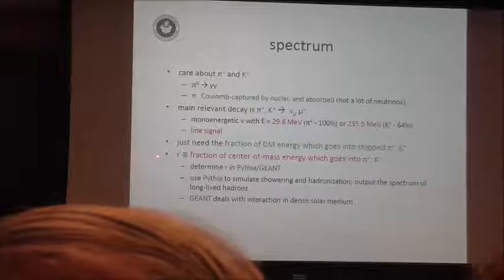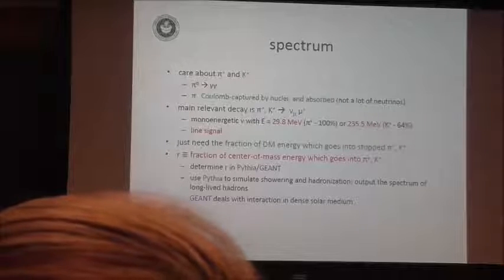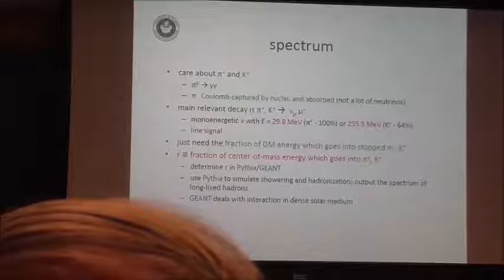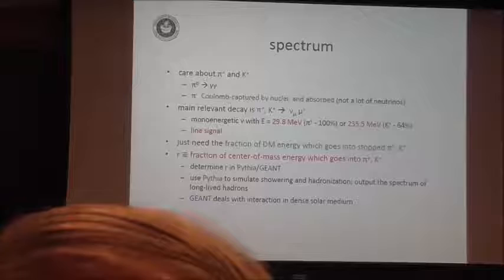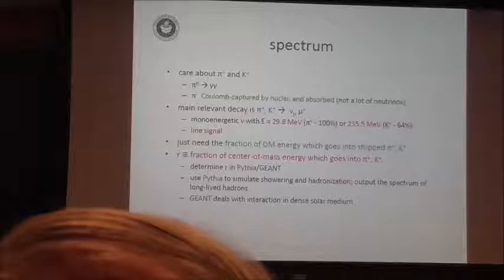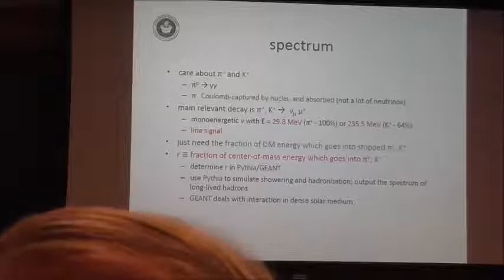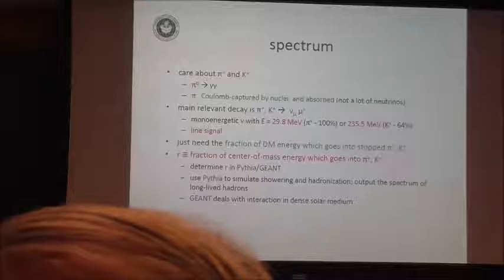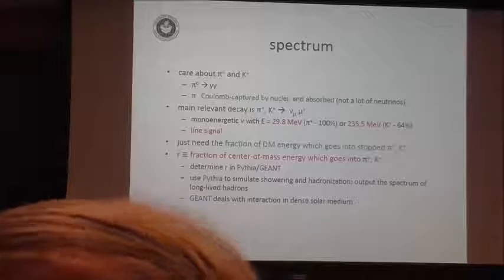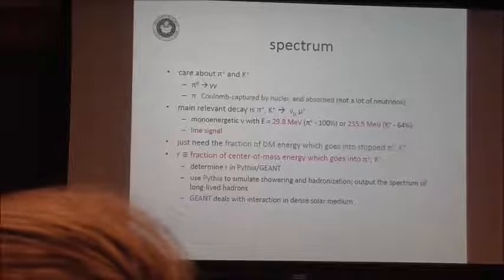And so we're just going to call that fraction R, which is essentially, in any dark matter annihilation process, the fraction of the center of mass energy which is going into stopped pions and stopped kaons. And that's something we just simulated using Pythia. So the idea is that the dark matter annihilation process, you just simulate using Pythia. Say dark matter with some mass annihilates to q q-bar, whichever annihilation channel you want. Pythia simulates your showering and hadronization. And the idea is to look at what are the long-lived hadrons which come out, what's that spectrum. You want to take that spectrum and input it into JON and let JON simulate the interactions with the solar medium.